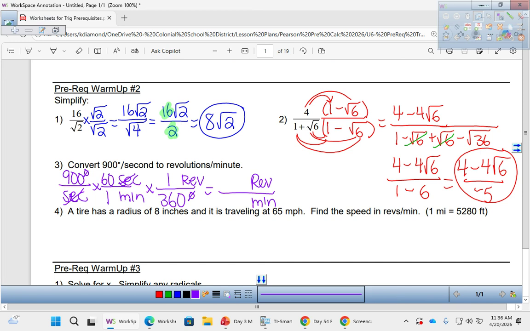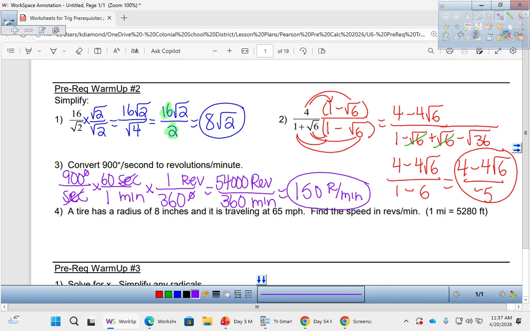So from here, what I'm going to do is multiply straight across the top. 900 times 60 times 1 is 54,000. And I'm going to go straight across the bottom. 1 times 360 is 360. And then the last thing I'm going to do is take that numerator number, 54,000, and divide it by 360. And that's 150 revolutions per minute.